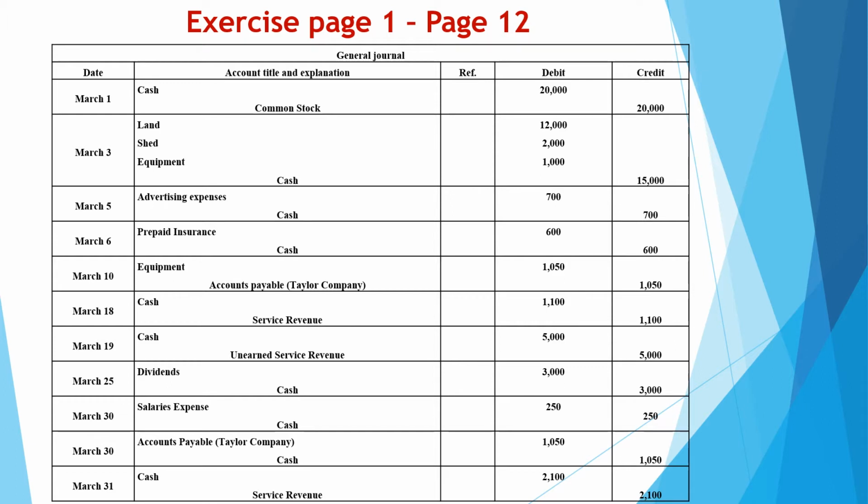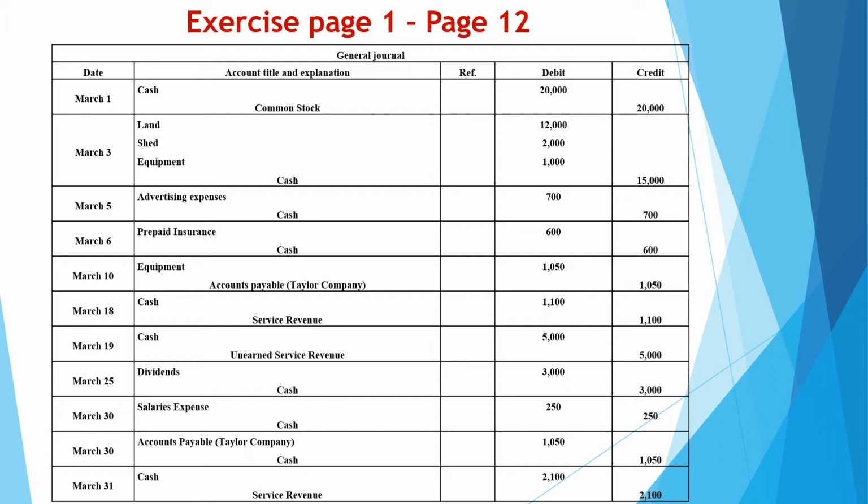On the other hand, we paid 700 for this advertising. Since we are paying, the cash would decrease, and as previously explained, when the cash decreases, it should be recorded in credit.